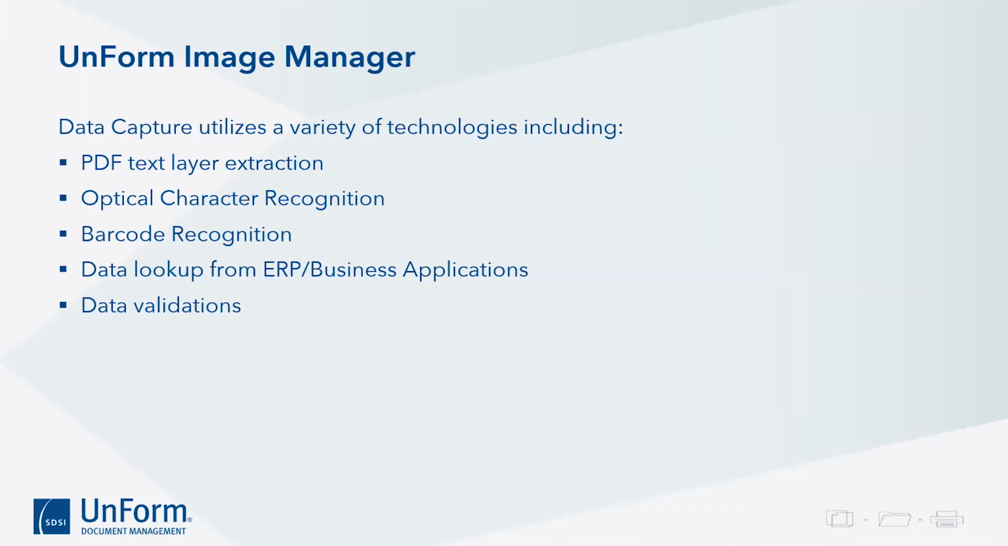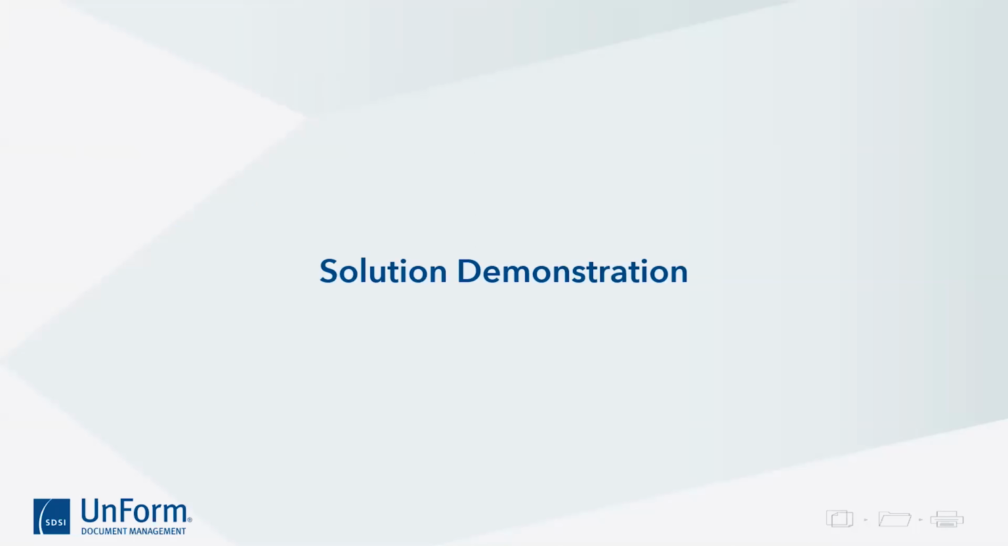So exactly how do we capture the data? Well, we're utilizing a variety of technologies, including a PDF text layer. Now, if you have a PDF text layer in your document, that does not have to run through the OCR, the optical character recognition. It'll process right away, and it will automatically go straight to the ERP. But for those documents that don't have the text layer, we do have the OCR capability. We also are using barcode recognition, data lookup from your ERP or business application, and data validations.